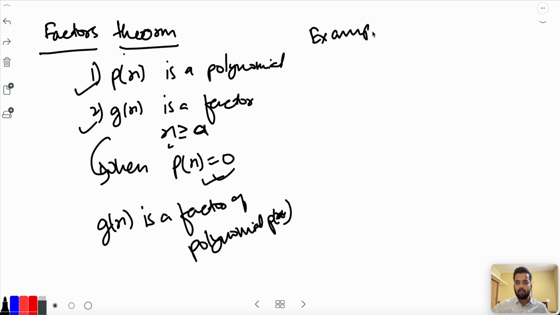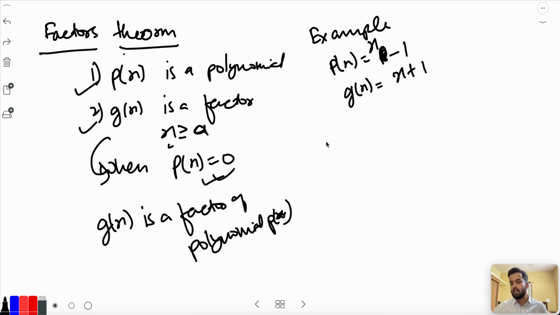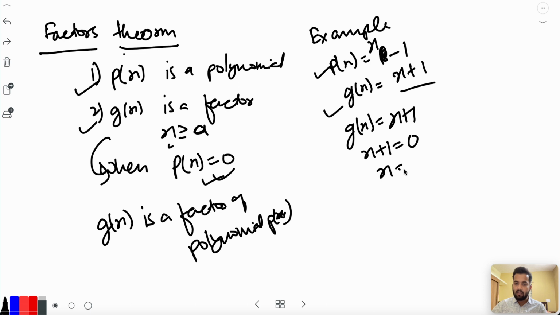Here only I will take the example. So assume we have a p(x) value as x minus 1, and g(x) value as x plus 1. Assume we have a question like this. So see, this one is a polynomial, this one is a factor. Here we don't have a value of x, right? We just have a factor. How to find the value of x? See, whatever is the g(x) value, g(x) is what? x plus 1, right? Equate with 0. So x plus 1 equal to 0. x value is what? Minus 1.